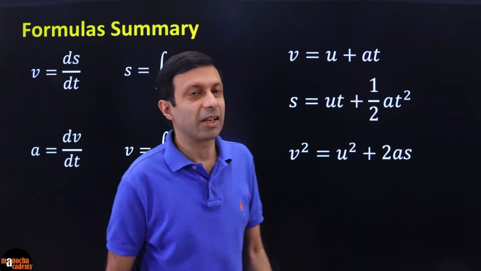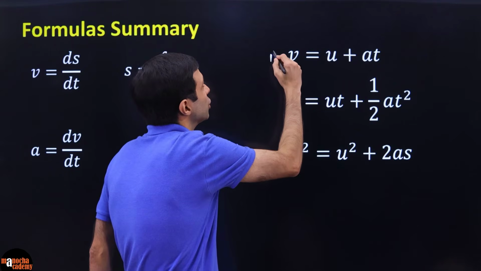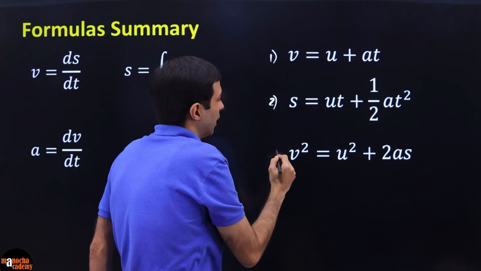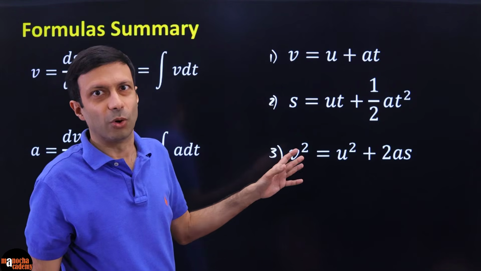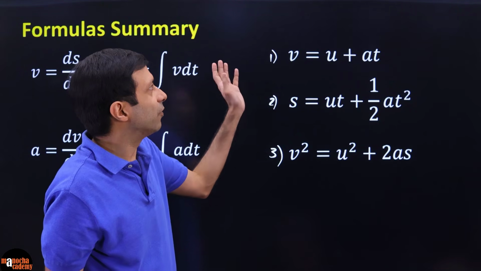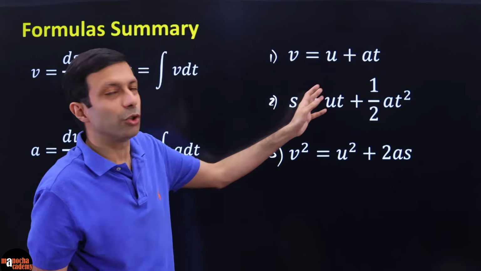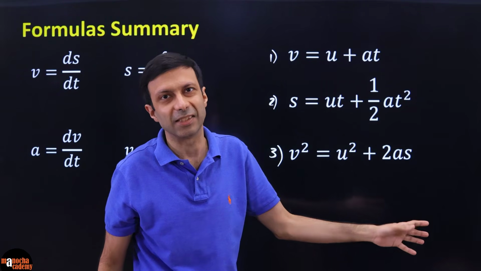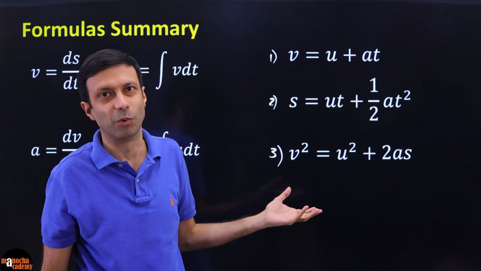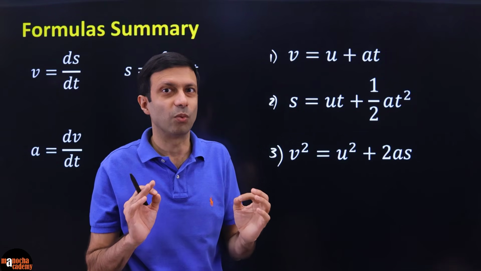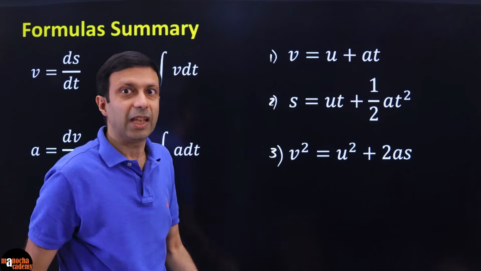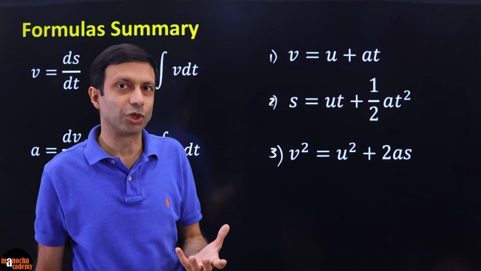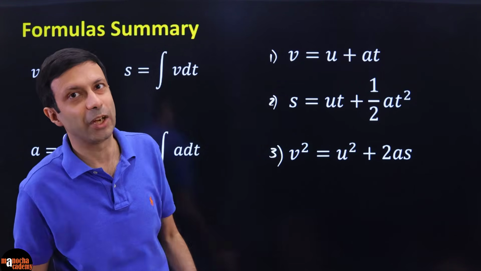So remember, we started with these three equations of motion, 1, 2 and 3, and you have done these before in class 9, right? v equal to u plus at, s equal to ut plus half at square, and v square equal to u square plus 2as. These are the three famous equations of motion, but they have a condition. What is the condition? Even though they are accelerated motion, the acceleration should be constant.